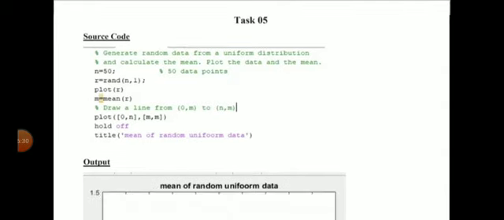First we have written a comment to generate random data from a uniform distribution, and then again a percentage and calculate the mean, plot the data and the mean. From here we can see what is happening in the code. We are taking the random numbers and taking the mean and then plotting the data and mean. So here n is equal to 50. Again with the percentage sign, we have given a comment here that 50 data points are there. Now random numbers we have assigned, n by 1. The plot command will plot our signal, and we have taken the mean. Mean is an average also. We can also call it the average of the signal.